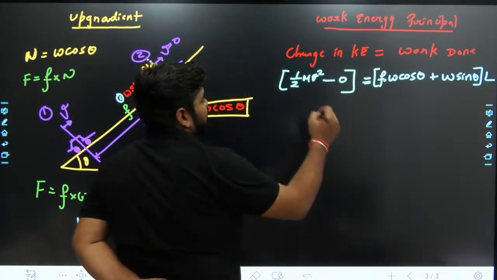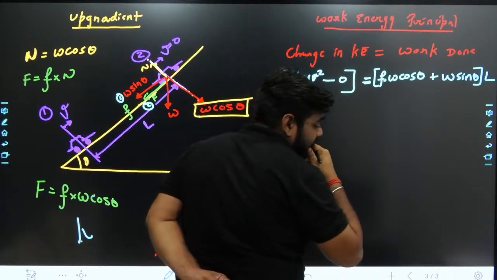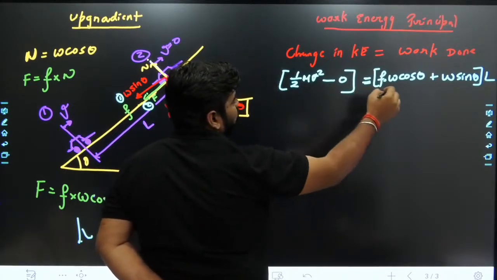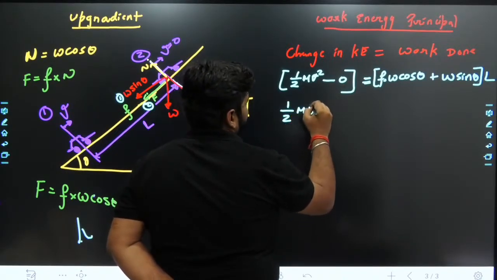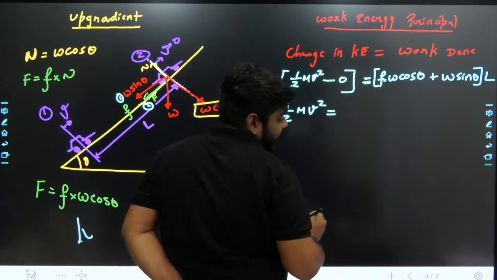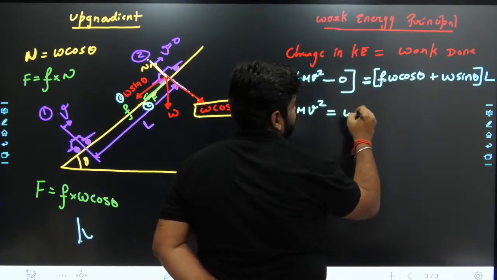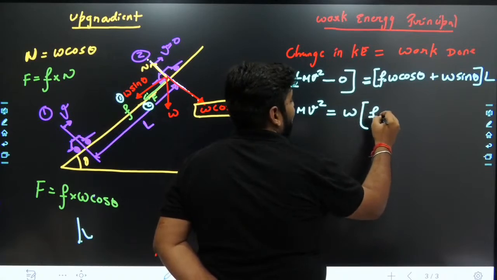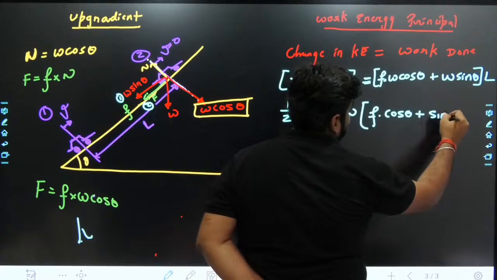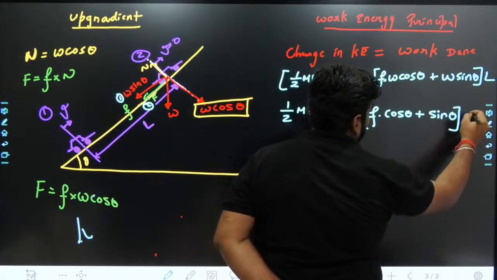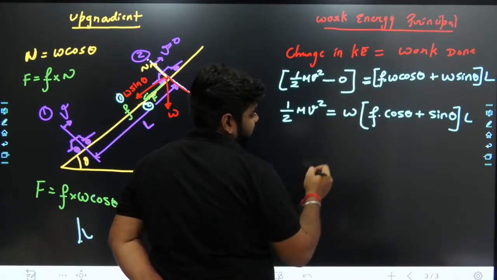So half mv square is equal to F W cos theta plus W sin theta, multiplied by L. Now we'll solve it. Just take W common from this equation. It is half mv square is equal to W times F cos theta plus sin theta, multiplied by L.